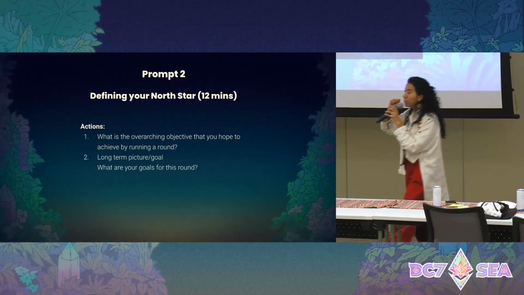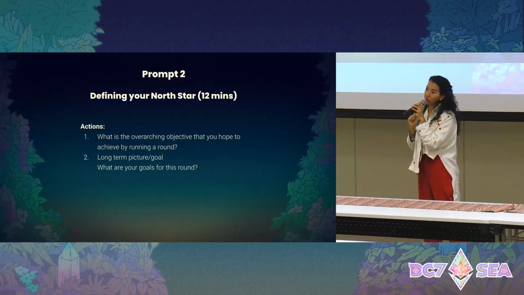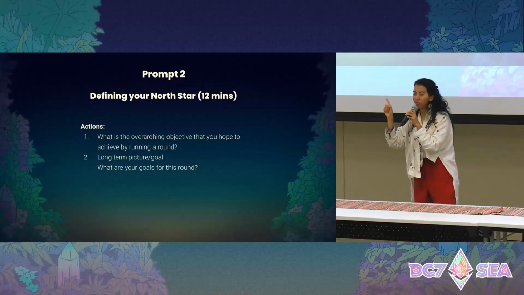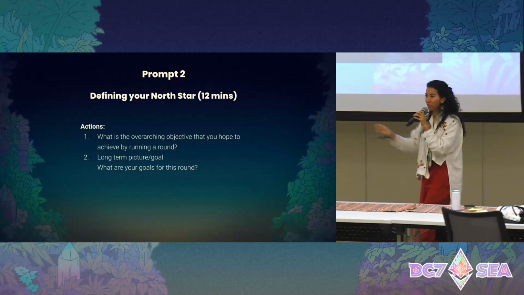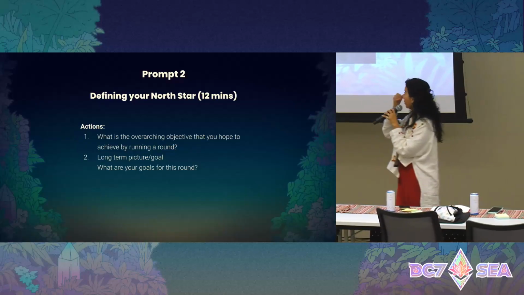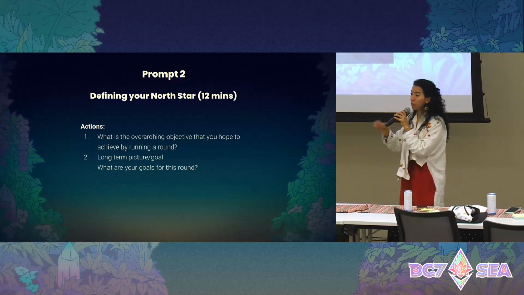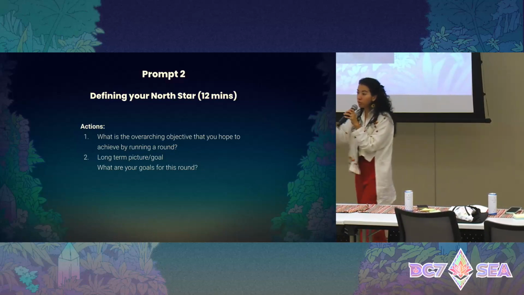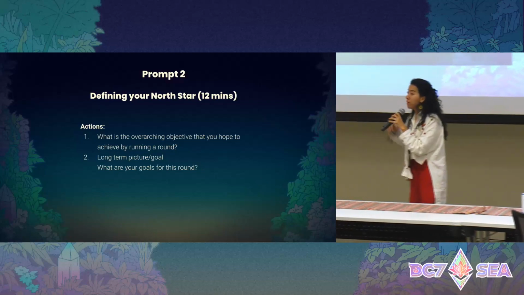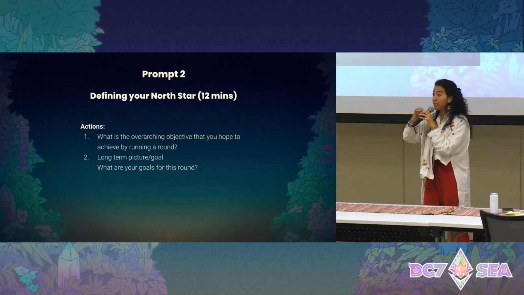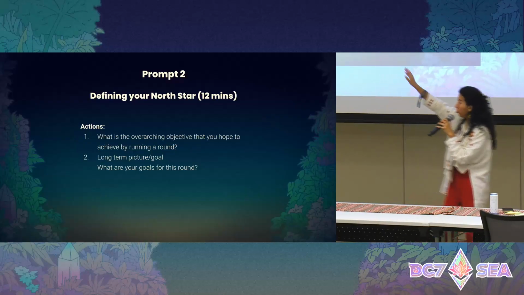And here, feel free to use the Post-it notes. And remember, one idea per Post-it note. That's going to make it a lot easier when you're looking at the different ideas that you have. What is the overarching objective that you hope to achieve by running this round as well? Not only this round, but in the long term. And how can this line up with this overarching goal?